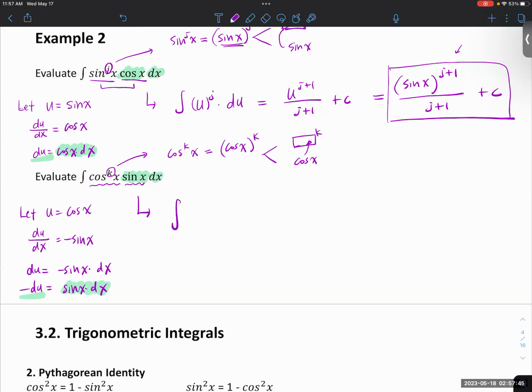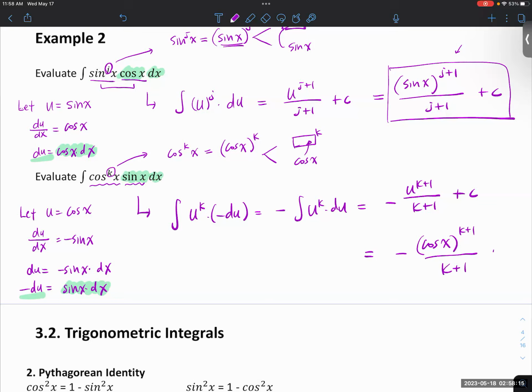So that means the integral of u to the k, and then sine x dx, that's negative du. So I can bring the negative to the front: negative integral of u to the k du. So now it is negative u^(k+1) over k plus 1 plus c. You can resubstitute in terms of the x variable: negative cosine x to the k plus 1 over k plus 1 plus c. So this is a general form when you have a power of the cosine x function, okay?